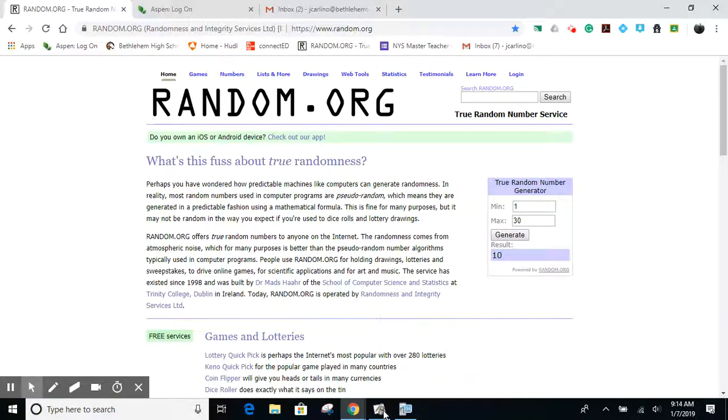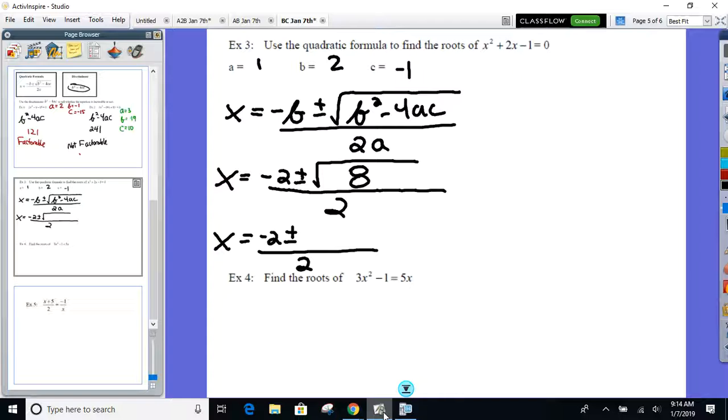Here we go, number 10. What's that simplify to? 2 radical 2? There you go. Everyone good? That's what the square root of 8 breaks down into, 2 radical 2. You think you can keep going? Any reducing I could still do? Any reducing? Yeah. All right.